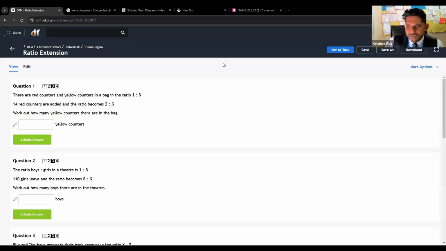Right, guys, today we're going to look at some nasty, well, annoying and difficult ratio questions, GCSE. We are told red and yellow counters are in a bag in the ratio 1 to 5. 14 are added and the ratio becomes 2 to 3. That's a bit annoying, isn't it?